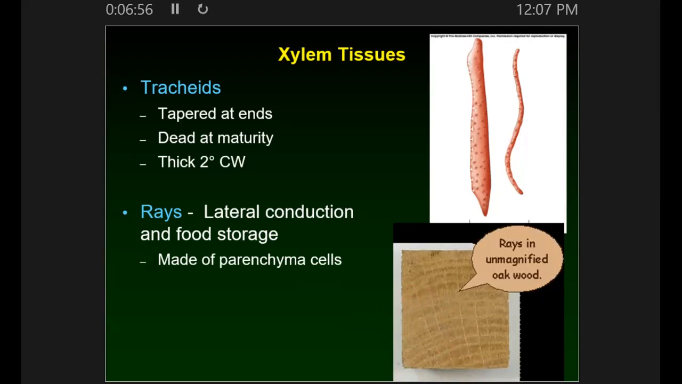With the gymnosperms, the conifers, they really only have tracheids. We consider the gymnosperms to be a little bit more ancient, more primitive. They really only have tracheids, with just a couple of exceptions to that. The angiosperms are considered more evolutionarily advanced, and they have both tracheids and vessels.